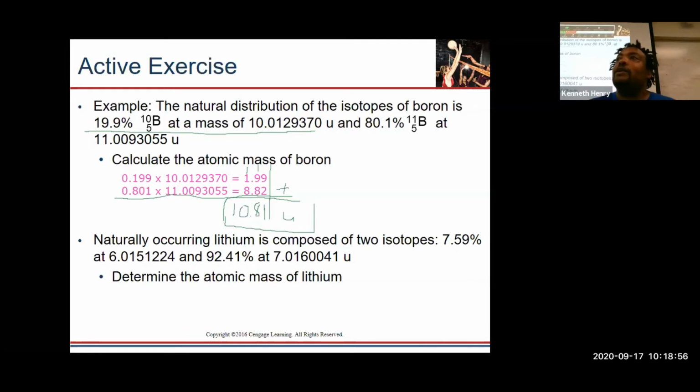Okay, so naturally occurring lithium is composed of two isotopes, 7.59% at 6.0151224 and 92.41% at 7.016041 units. I'm sorry, I'm putting numbers in there like crazy. Okay, so what are we going to do? It says determine the atomic mass.